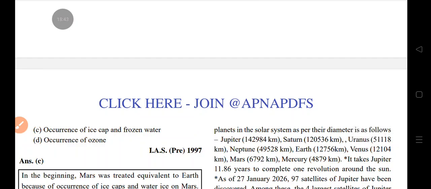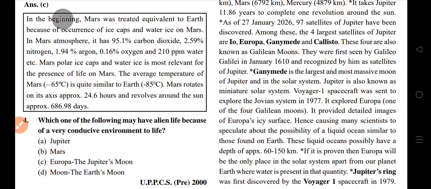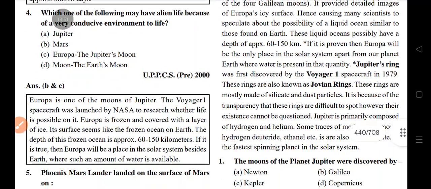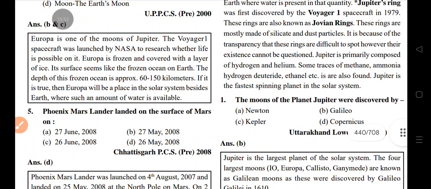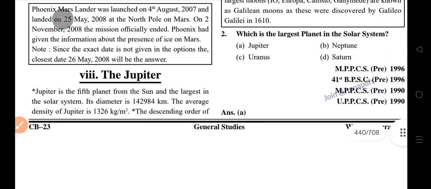Occurrence of ice cap and frozen water. Alien life, because of a very conducive environment to life. Mars. Phoenix Mars lander landed on the surface of Mars on 26 May 2008.